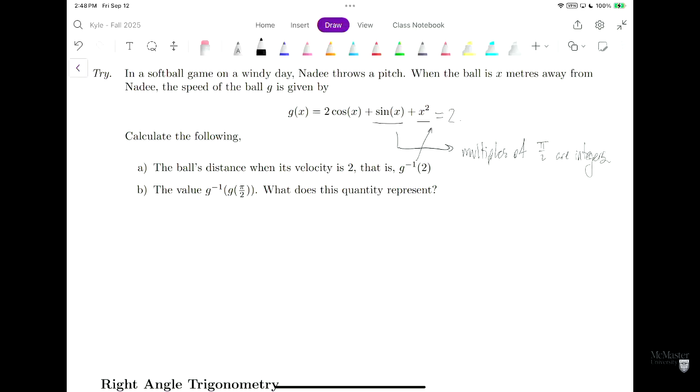If we have 0 copies of pi over 2, that makes sine of 0, 0, and it makes 0 squared 0. So let's try plugging in g at 0. That'll give us 2 cosine of 0 plus the sine of 0 plus 0 squared, which gives us 2, which is exactly what we were looking for.